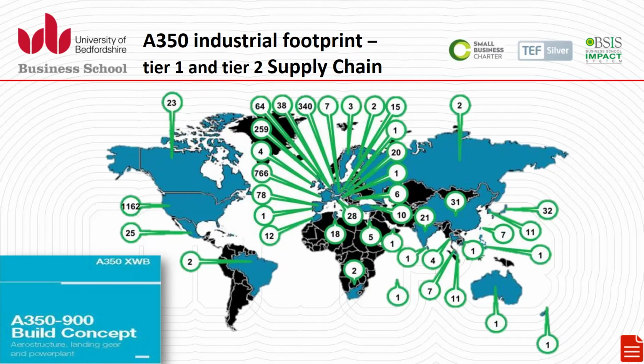So the airline basically requires suppliers to meet the same environmental and social responsibility standards that they set for themselves. These standards are clearly outlined in the supplier code of conduct of the aviation or aerospace industry.